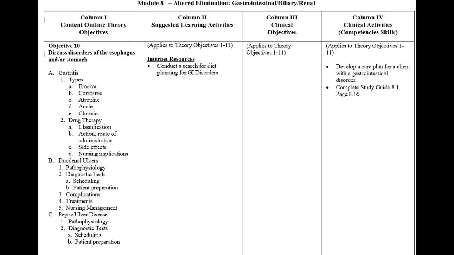With the GI system, we're also looking at disorders of the esophagus and our stomach. So we know with gastritis, we can have different types, erosive, corrosive, atrophic, and so forth. The drugs and the classifications of what these patients are taking to help out with what's going on up here. Then also we're going to talk about duodenal ulcers and peptic ulcers. All of this information is found in your chapter reading. I'm going to go over a PowerPoint with you, and I'll probably reference some chapters in the PowerPoint as well.